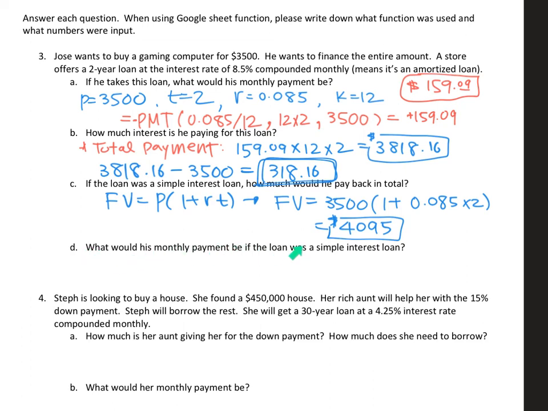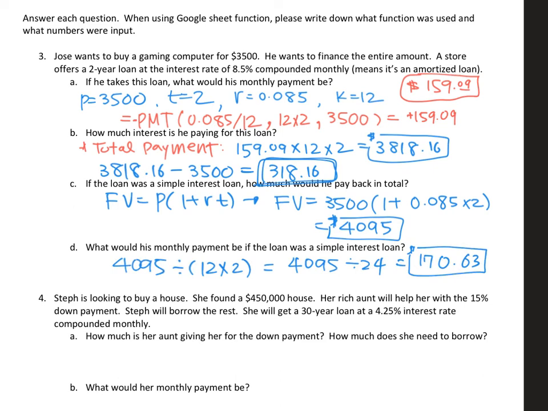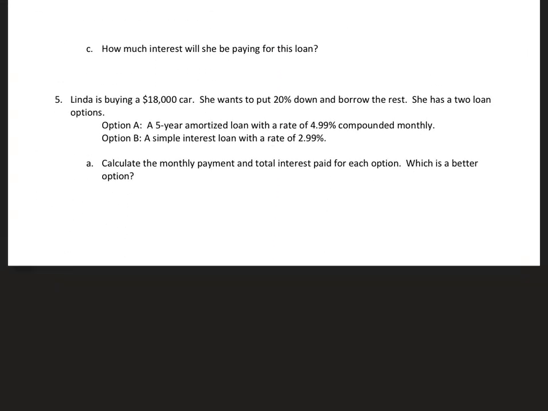What would his monthly payment be if the loan had simple interest? So he has to pay back this 4095, in a total of 24 payments because it's 2 years. So 4095 divided by 24 is 170.63. I round off, so he has to make a $170 payment, instead of, with the amortized loan, it was almost 160. So again, a simple interest loan is a little bit more expensive than an amortized loan. All right, I'm going to have you try number 4 and number 5, and I think we're done.